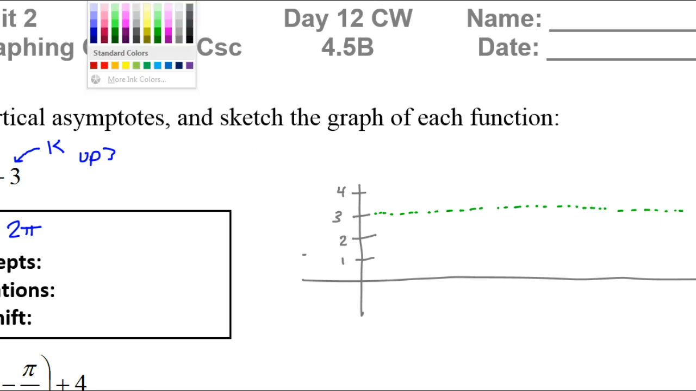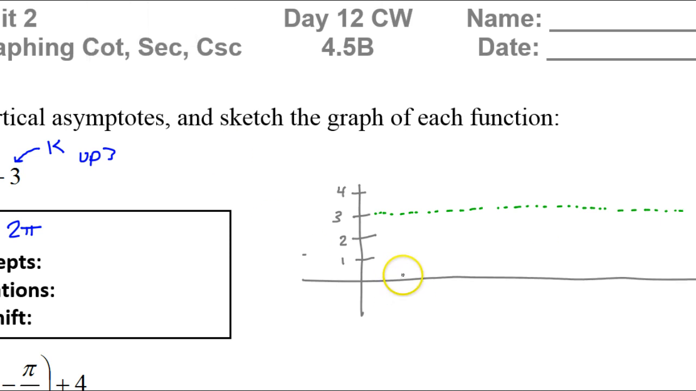I'm going to, on the x-axis, mark off 4 spaces. So 1, 2, 3, 4. So the period is 2 pi, so I'm going to just go ahead and put 2 pi over here. That means this is pi. That means this is pi over 2. That means this is 3 pi over 2.